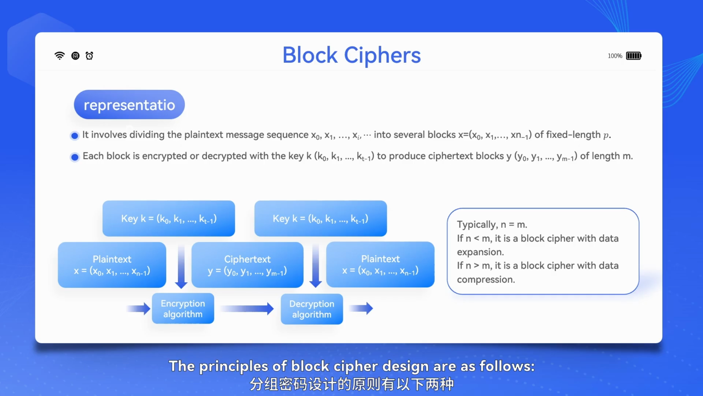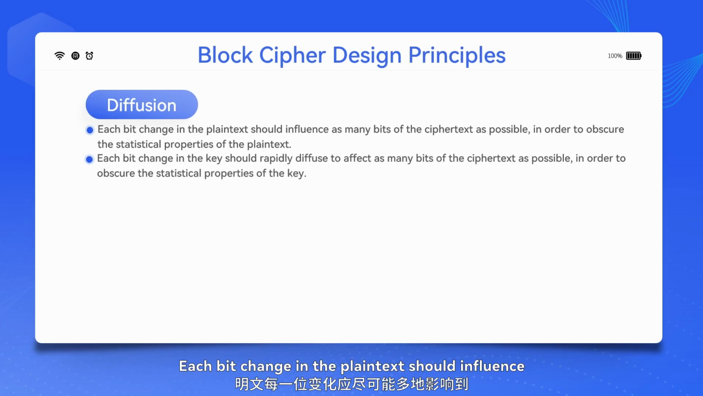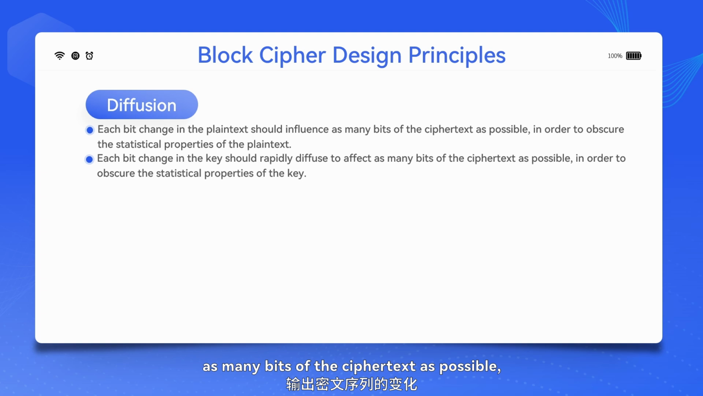The principles of block cipher design are as follows. 1. Diffusion. Each bit change in the plaintext should influence as many bits of the ciphertext as possible in order to obscure the statistical properties of the plaintext. Additionally, each bit change in the key should rapidly diffuse to affect as many bits of the ciphertext as possible in order to obscure the statistical properties of the key.